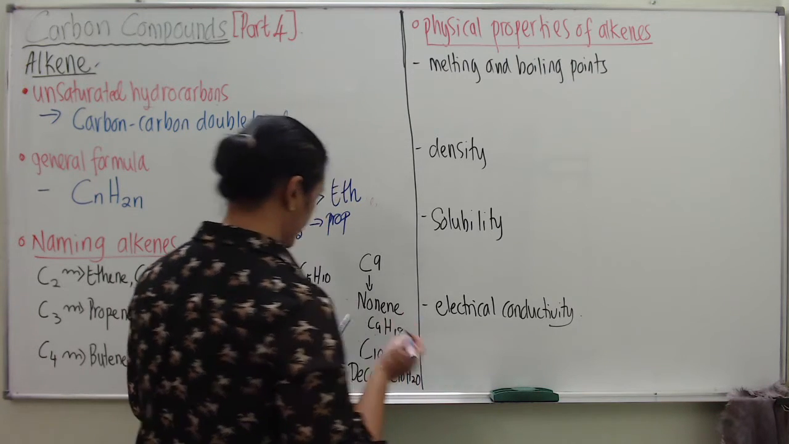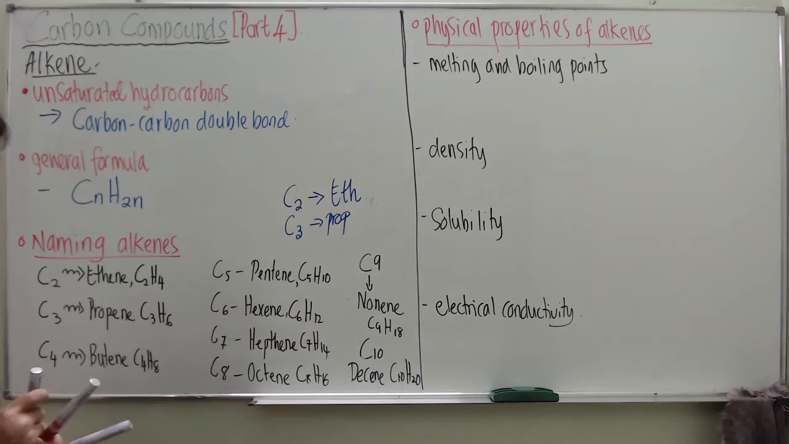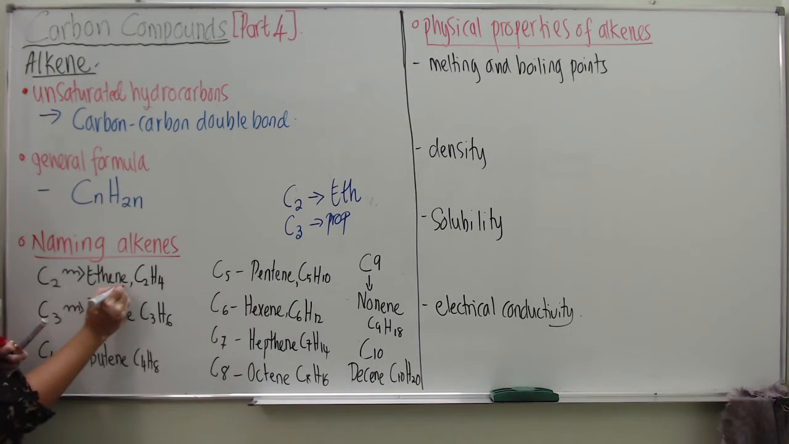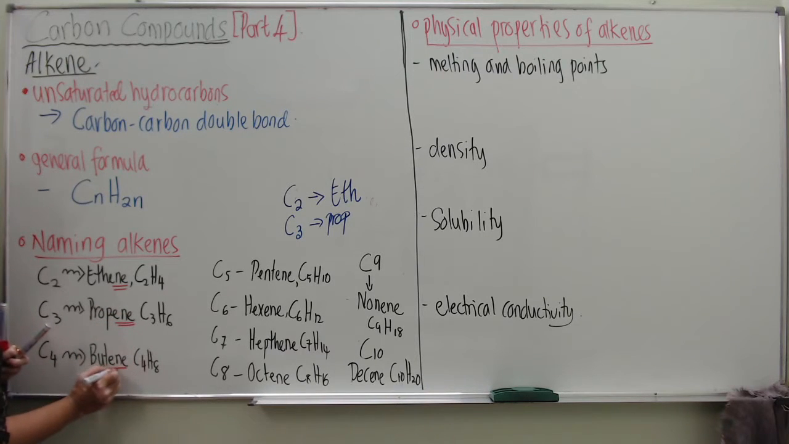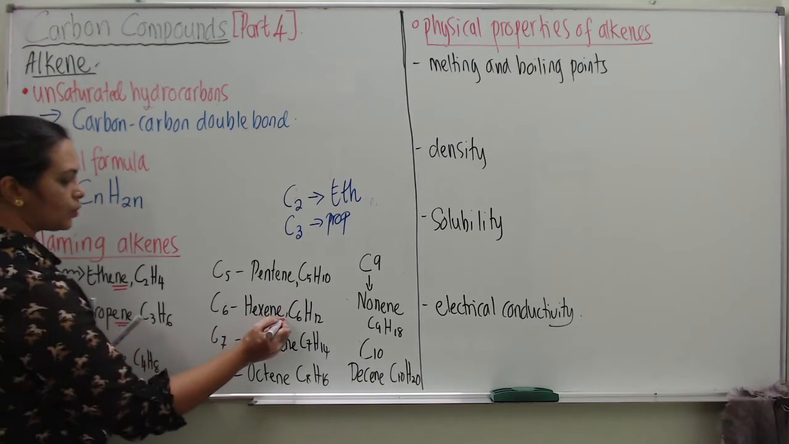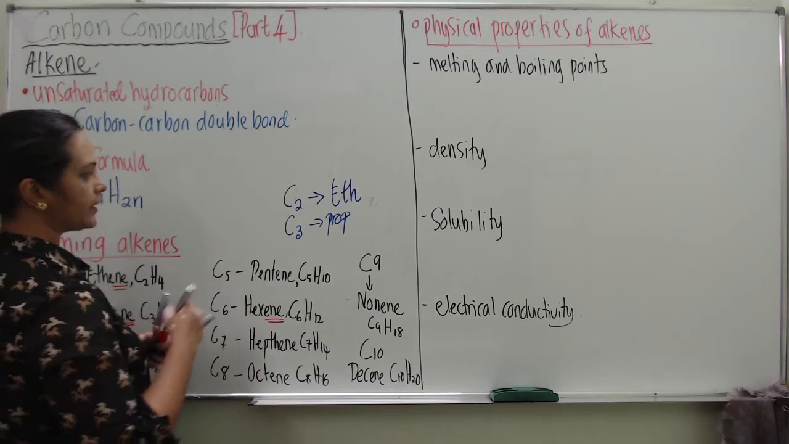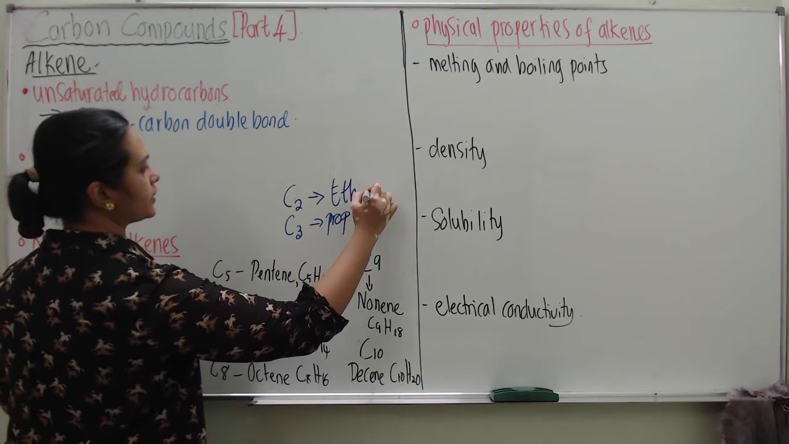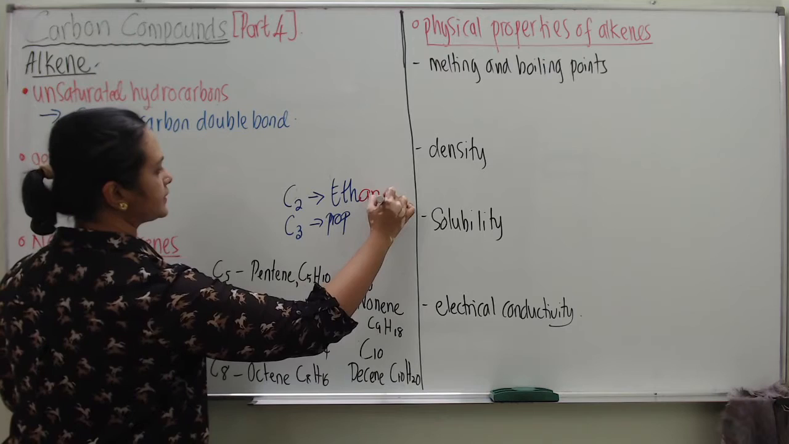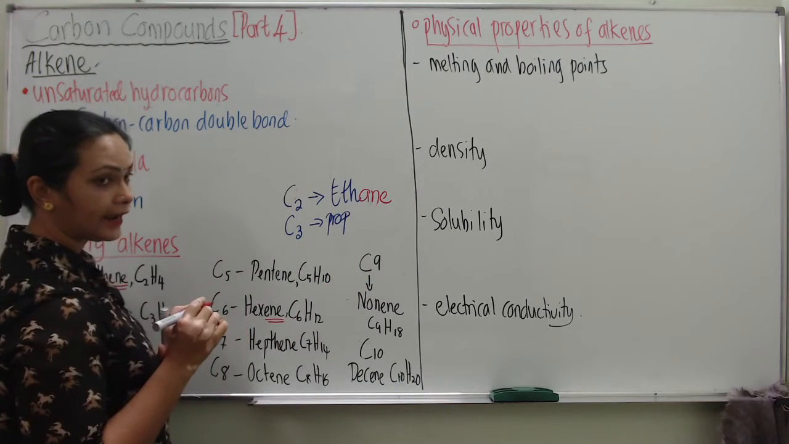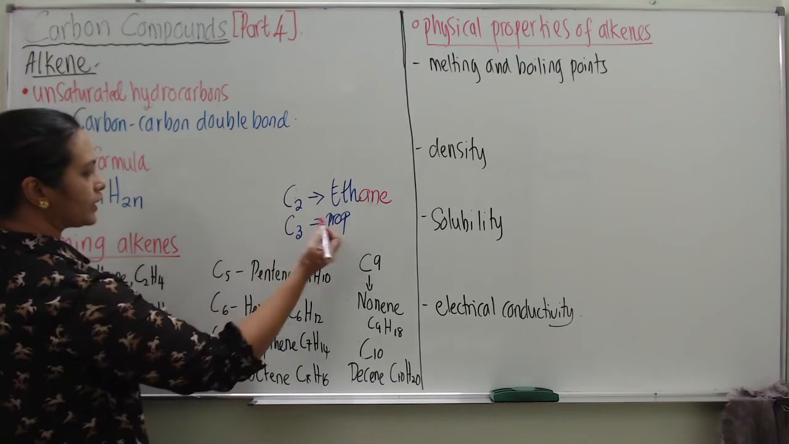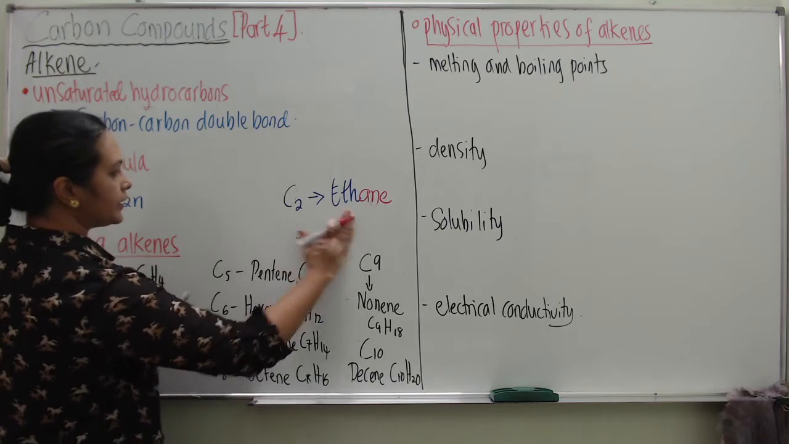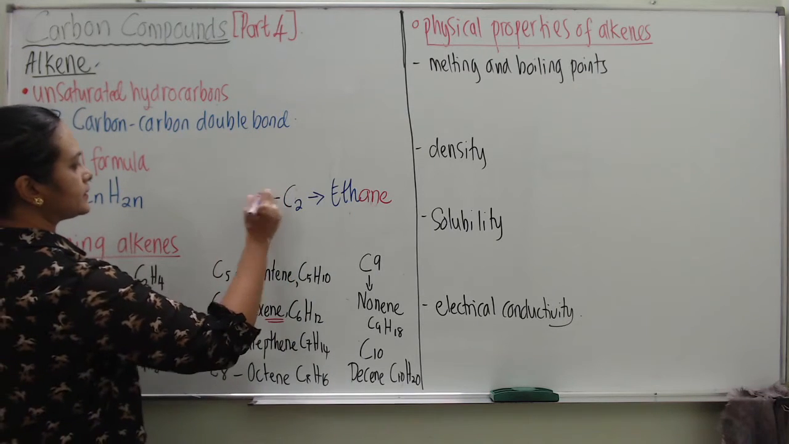Okay, so now you will find that behind each of the prefixes it ends with ene. Why? For alkane, we have ethane, with ending ane. So if we are talking about alkene, it will be ethene.